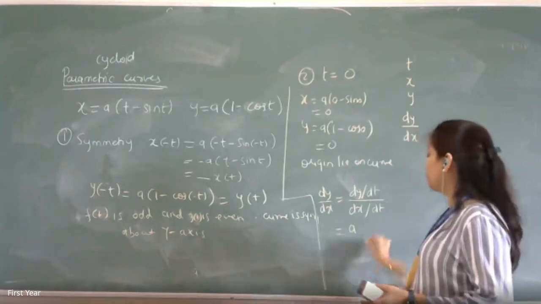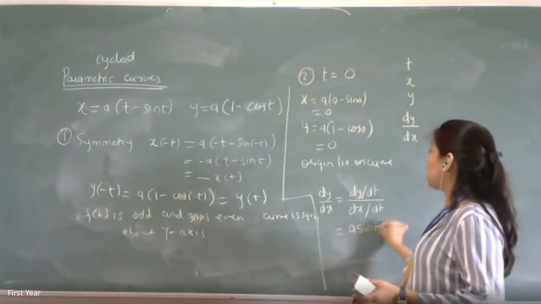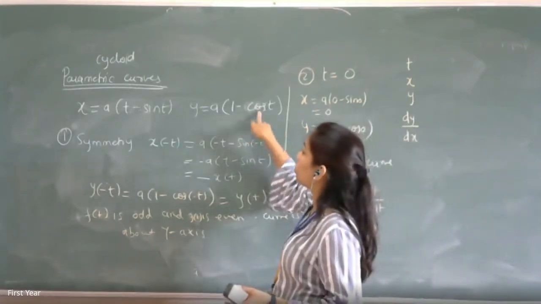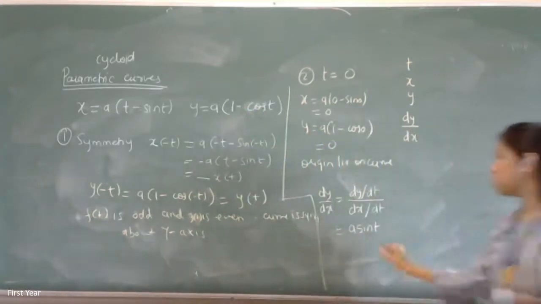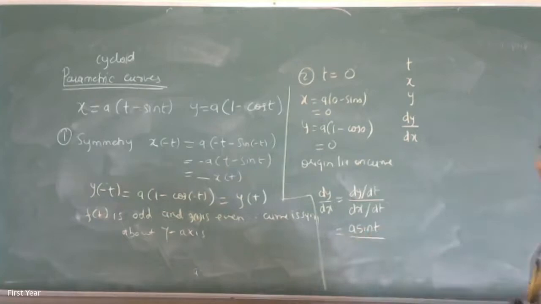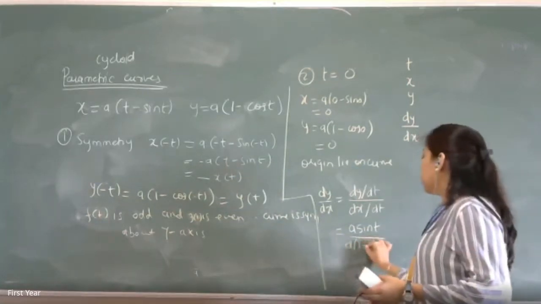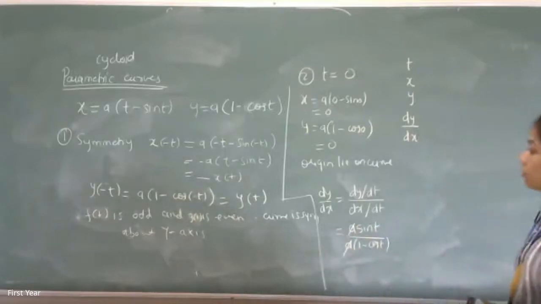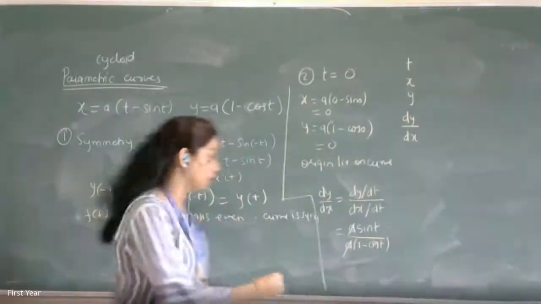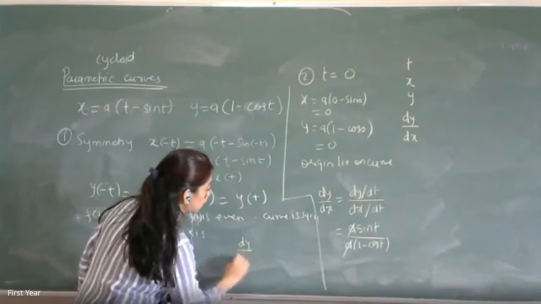A into sin t. Correct? Derivative of y with respect to t: cos t, by derivative, minus sin, minus or minus plus. So a sin t. And what about dx by dt? A into 1 minus cos t. So a gets cancelled, and therefore your value of dy by dx, I'm writing it here, dy by dx in terms of one variable.